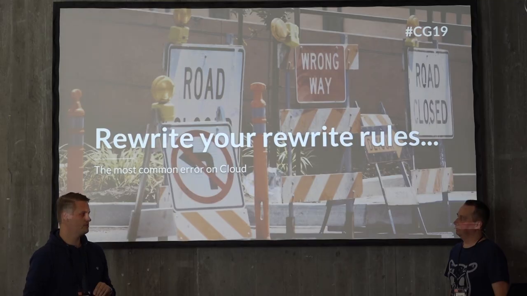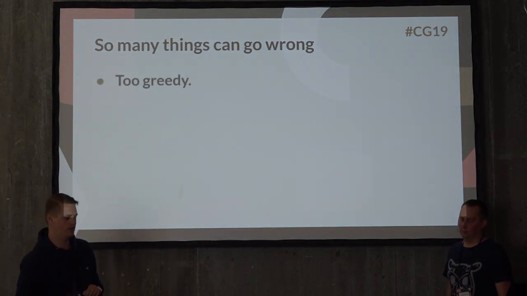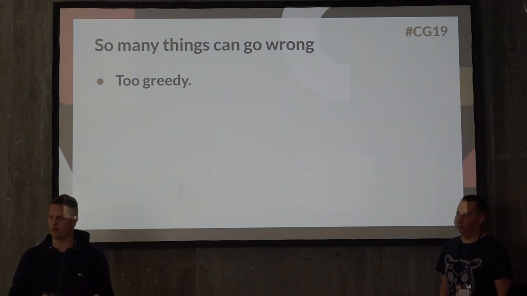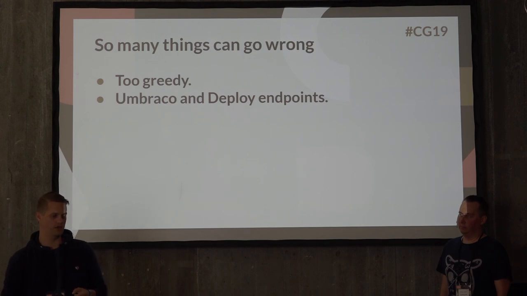Another common error we're experiencing on cloud is rewrite rules. Rewrite rules are the source of all of our issues in HQ, basically, because rewrite rules can be very, very hard, and so many things can go wrong. They can be too greedy, basically meaning that you're going to experience them covering a lot more URLs than you want them to cover. They can take over deploy and Umbraco endpoints, so your back office will stop working and your deployments will stop working. I've seen that a lot of times. It's so many times that it's actually the first thing we check when we have a case on support.